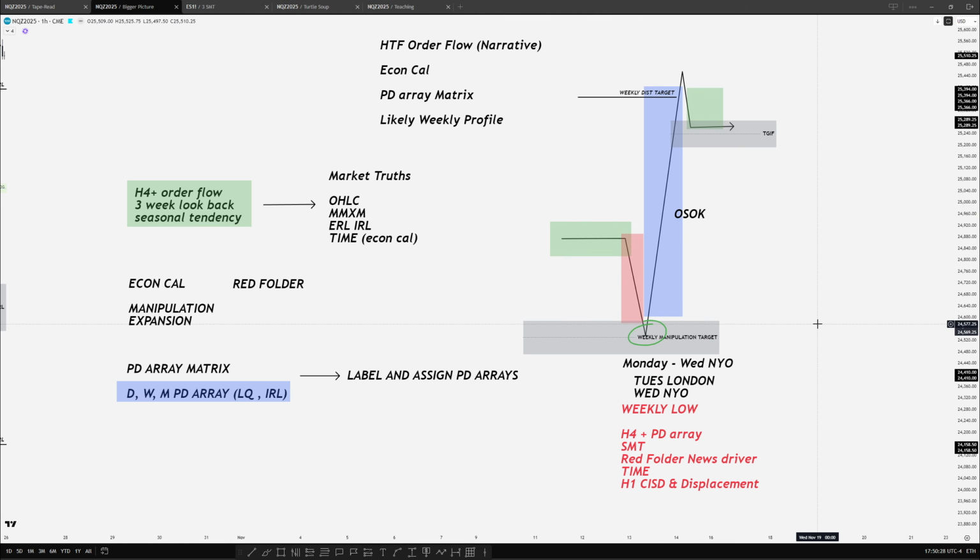So when Sunday opens, read the 4-hour order flow, determine where the liquidity is and what the bias is coming into it loosely, and determine where your PD arrays are that are likely to be used at the weekly high or the weekly low. You're going to look at the economic calendar, determine what days are hot and are likely to form that weekly low or weekly high or give you a weekly continuation. The first initial news drivers are likely to be manipulation. The later news drivers are likely to be expansion.